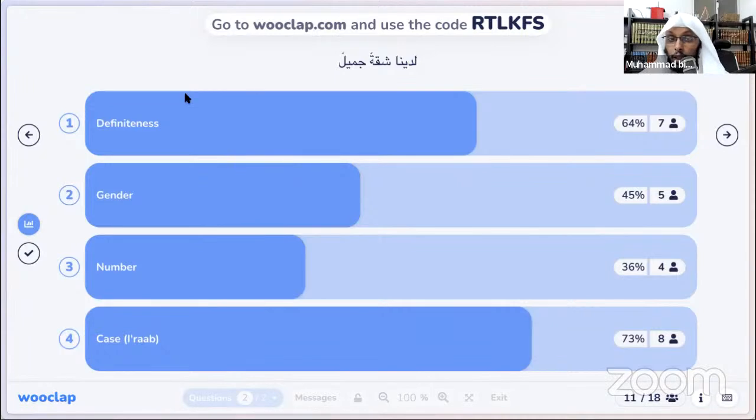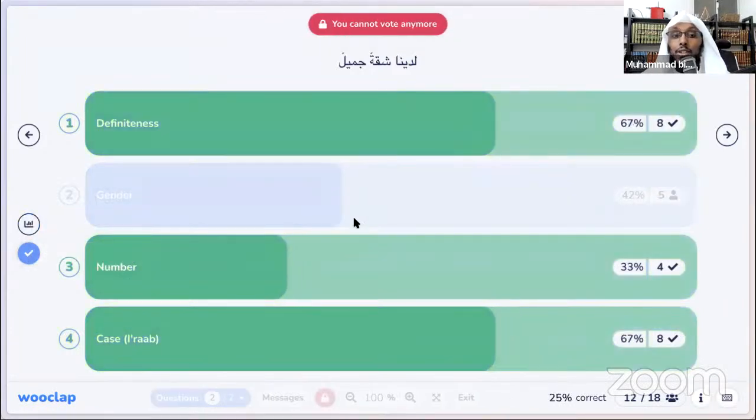This one, if there's discrepancy, then it just means it's got a different meaning. But these three, if there's a discrepancy, then most likely one of the two nouns has a mistake. All right, so let's check the answer. The answer is that there's agreement in all of them apart from gender. Barakallahu fikum.